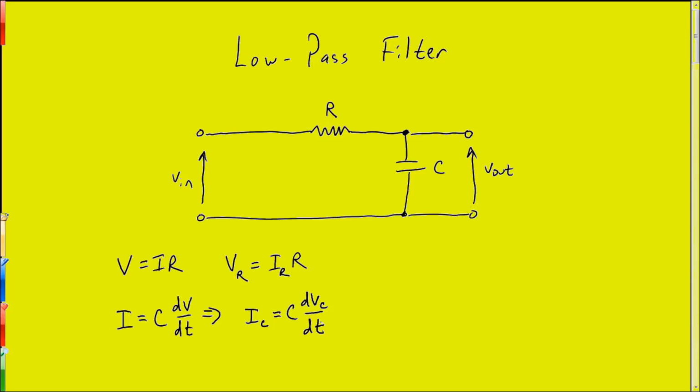Now, in our circuit, if we assume that there's no current actually flowing out through the leg that leads to V out, then that means that the current flowing through the resistor is the same as the current flowing through the capacitor. And if we go around the loop and apply our voltage laws, then we know that the voltage in has to be equal to the voltage drop across the resistor plus the voltage drop across the capacitor.